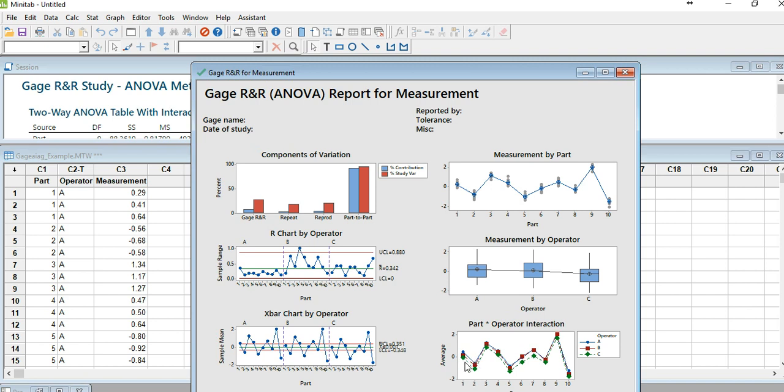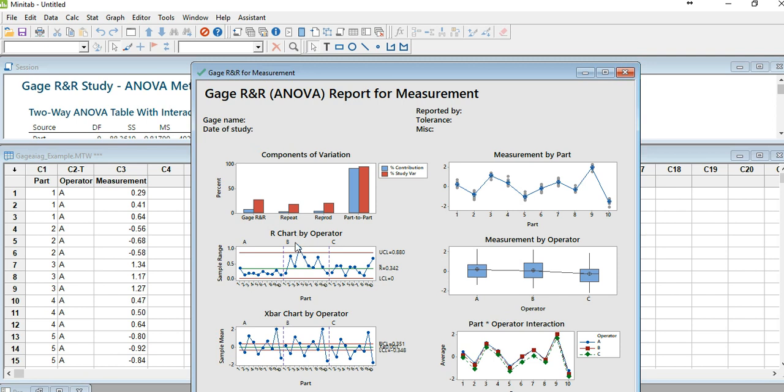Okay, so if there's no interaction, the 3 lines, blue, red, and green, should be on top of each other. Otherwise, if there is interaction, there will be a different pattern for A and B and C. So that suggests that, let's say, when measuring part 3, the measurement will be different depending on who measures it. Okay, so that's what it says.